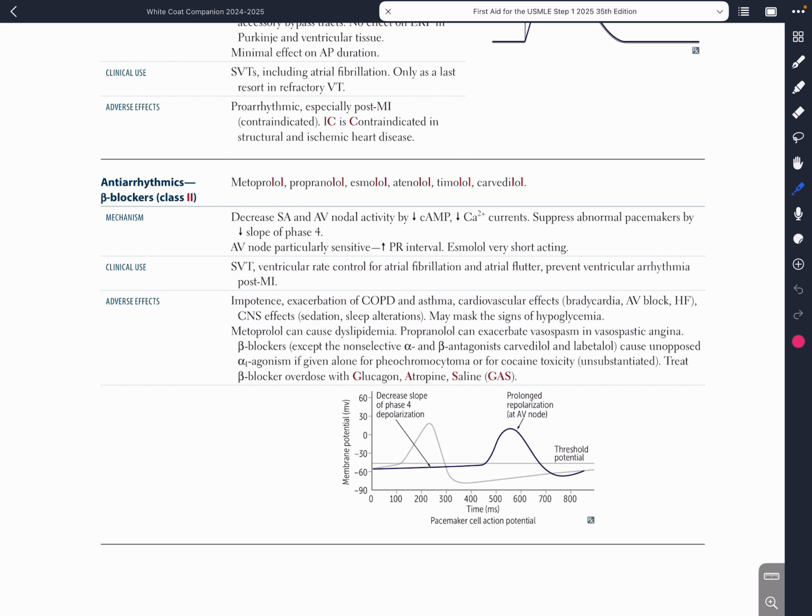These are metoprolol, propranolol, esmolol, atenolol, timolol, and carvedilol. Mechanism of action is that it decreases SA and AV nodal activity by decreasing cAMP, decreasing calcium currents, not calcium level, calcium currents. Which means that calcium cannot go in and out easily. Suppresses abnormal pacemaker by decreasing slope of phase 4. So this is slope of phase 4.